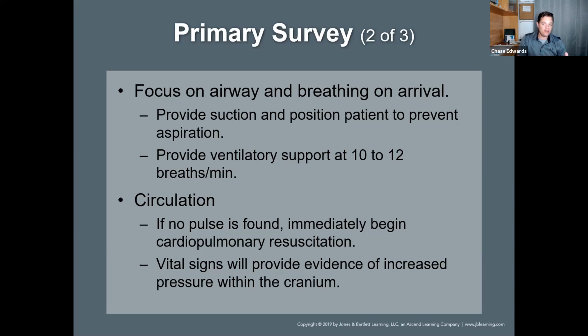So circulation, you're going to begin by checking the pulse, right? If no pulse is found, immediately begin CPR. Begin with chest compressions and attach an automated external defibrillator, an AED. If the patient is responsive, determine if the pulse is fast or slow, weak or strong. Evaluate the peripheral and central pulse pressures.